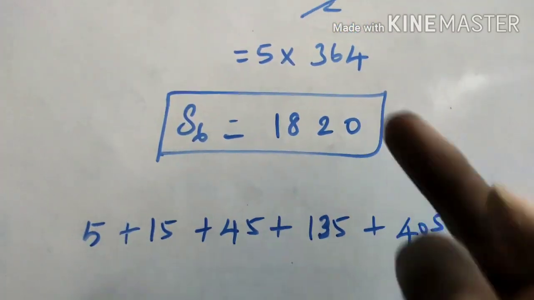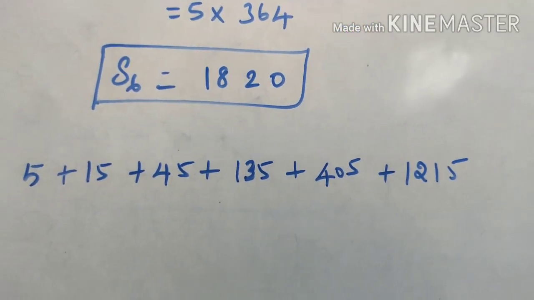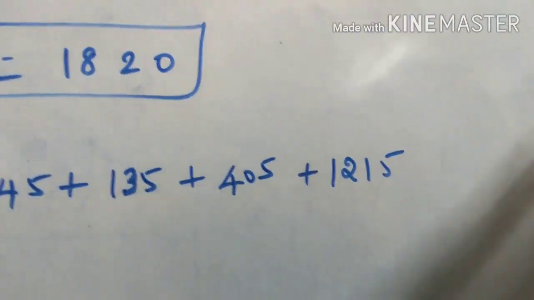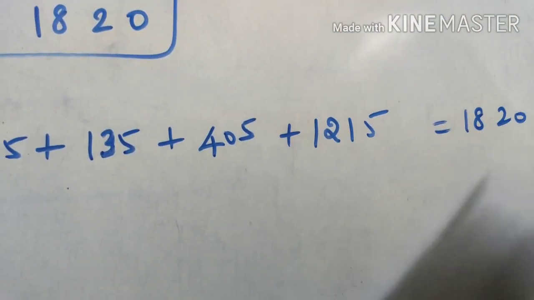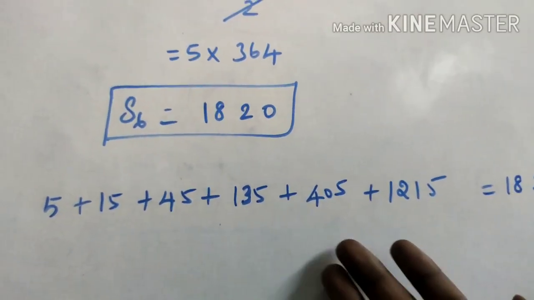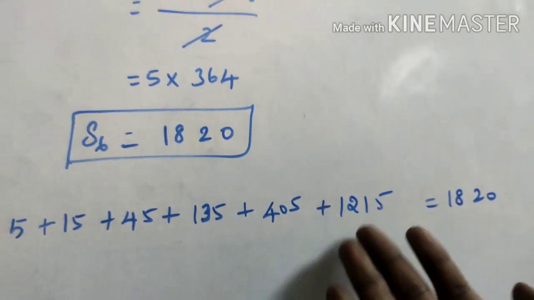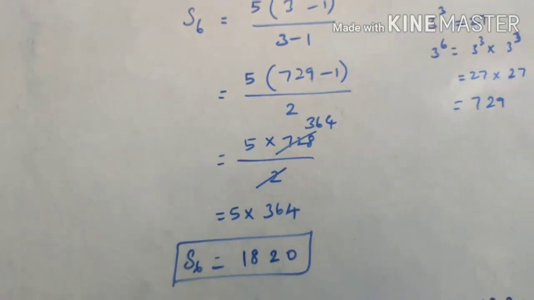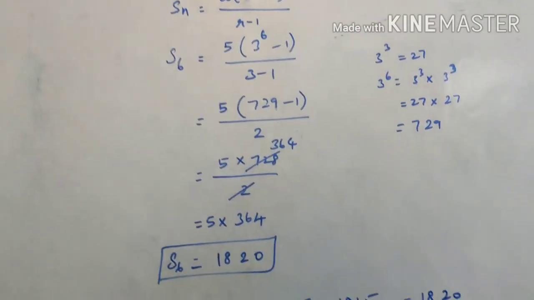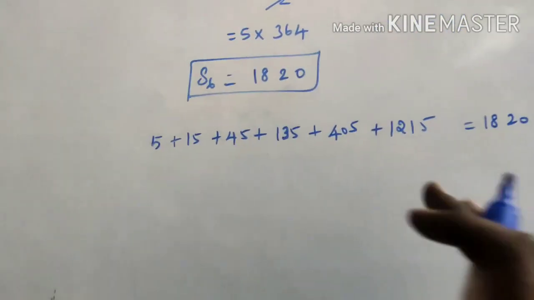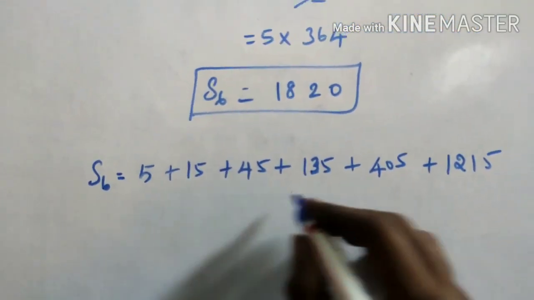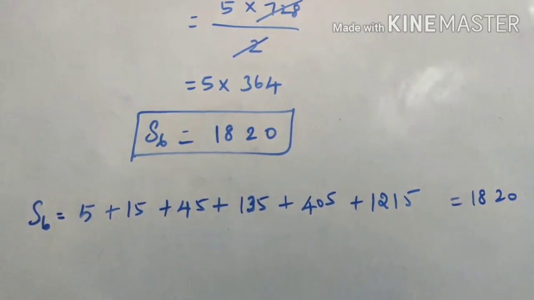This is what we have found using the formula. If you add all these 6 numbers, what will you get? 1820, you will get. Instead of doing it like this, we are using the formula. Now, is it clear why we are using the formula, what the concept is? This is the concept. This is S6. This is not necessary, just for you to understand.